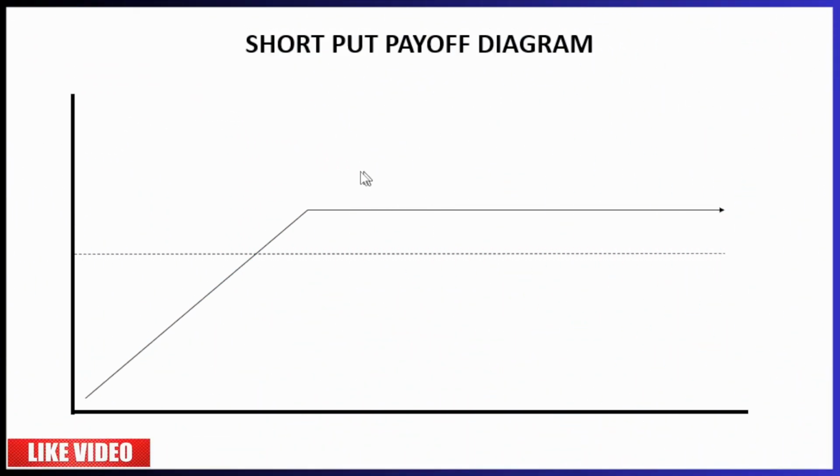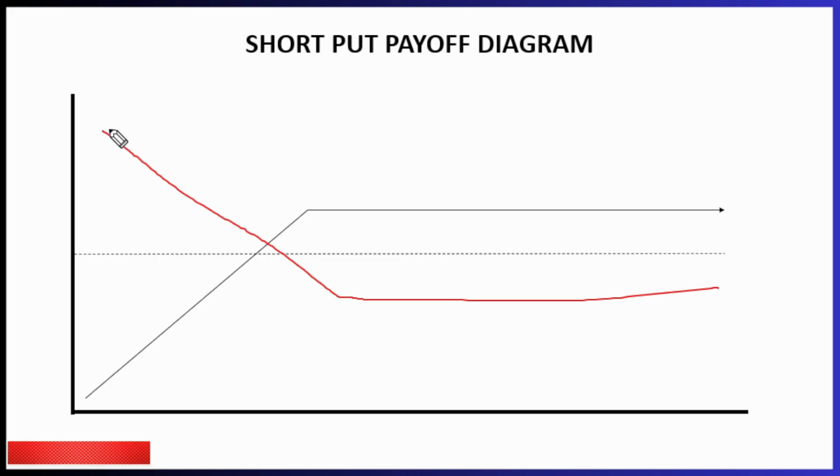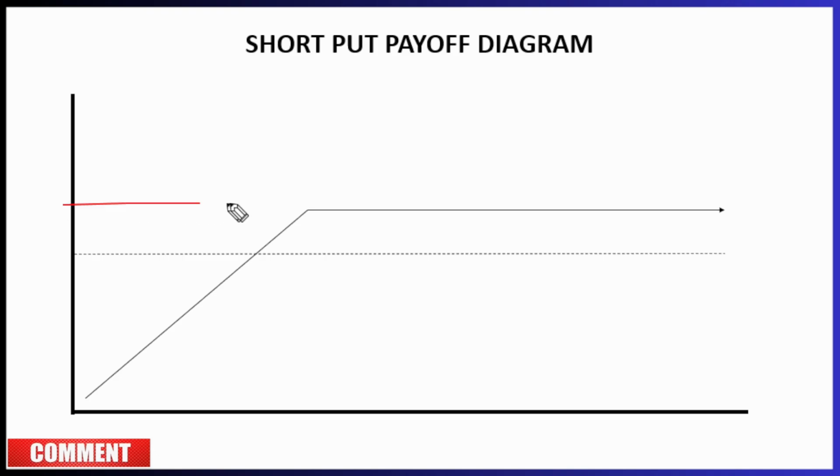The next strategy that we're going to go through is the short put option, okay? The payoff diagram is pretty much the reverse of the long put, because remember, on the long put, we have something like this, where our maximum gain is if the stock goes to zero, and the maximum loss was the premium that we paid.